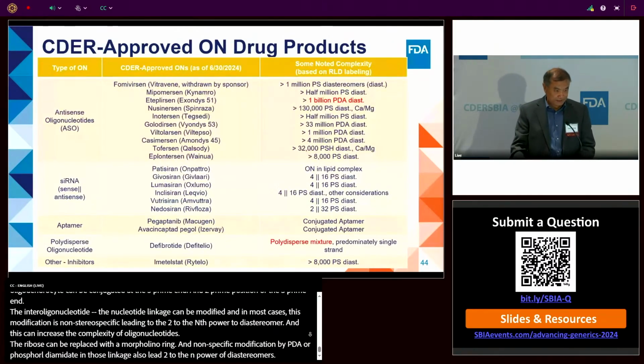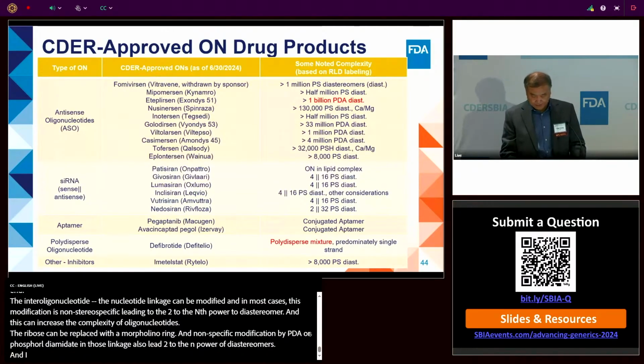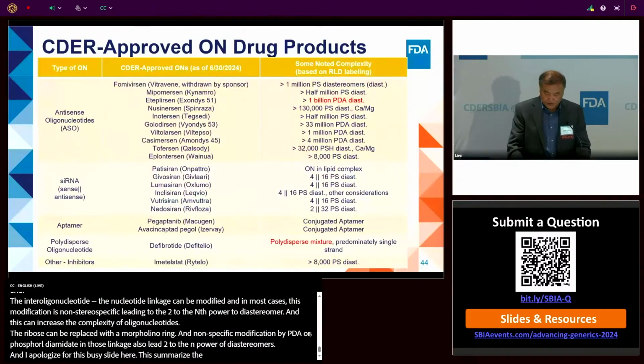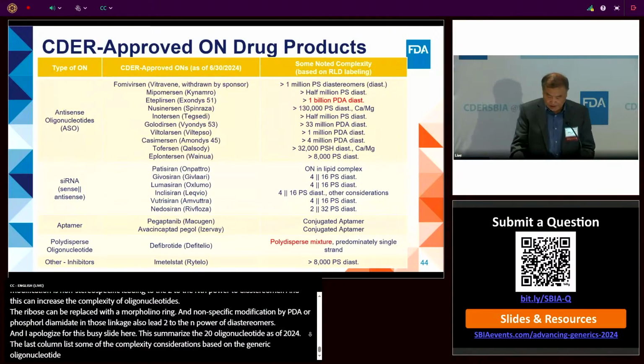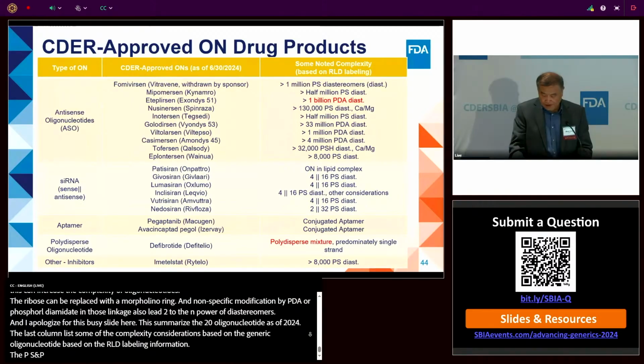I apologize for the busy slide here. This table summarizes the 20 oligonucleotides CDER has approved as of July 2024. The last column lists some of the complexity considerations for generic oligonucleotides based on the RLD labeling information. The PS and PDA modification of the linkages actually gives rise to from a few diastereomers to more than 1 billion diastereomers.